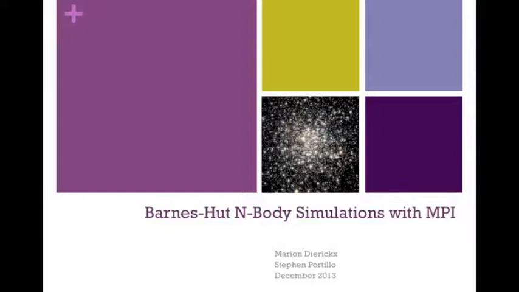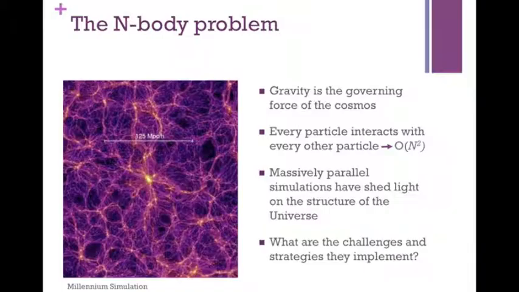As a team of two astronomers, we chose to look at the problem of n-body simulations using Barnes-Hut Oct-Trees and MPI. The n-body problem comes up in astrophysics because gravity is the main governing force of the universe. If you have n bodies interacting through gravity, every single object interacts with every other object. This means that the number of computations scales rapidly. Astrophysical simulations have to tackle the n-body problem.